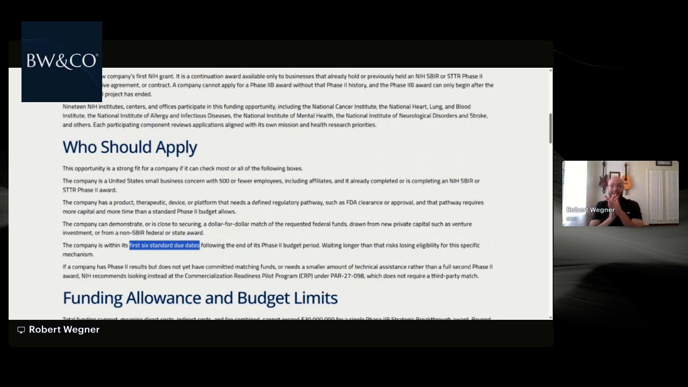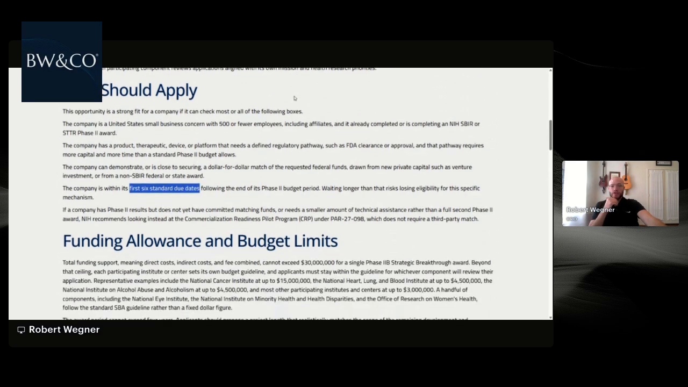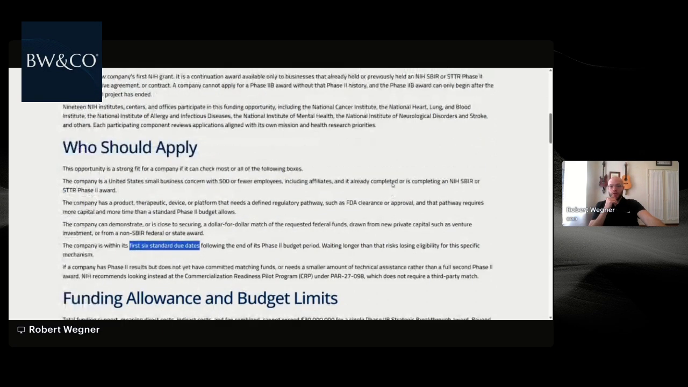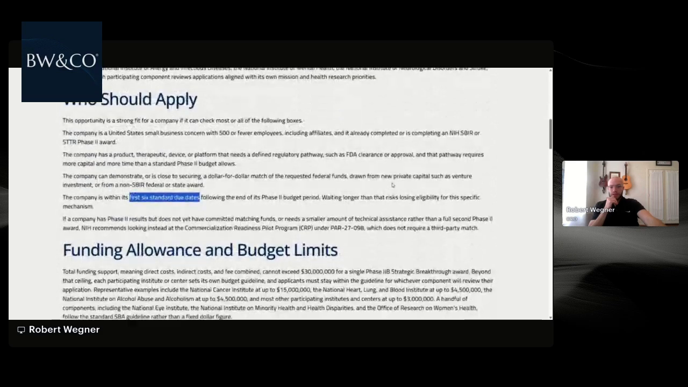So if your project ended in October of 2024, September 8th, 2026 is the last day that you'll be able to apply for the Strategic Breakthrough Award for this follow-on funding. So keep that in mind. Very important to know, especially if you're targeting this, when those requirements are going to be.